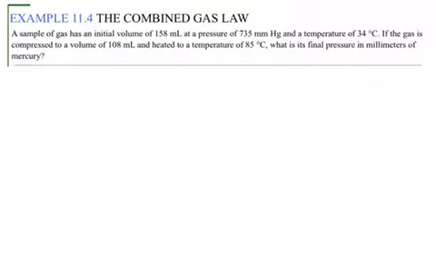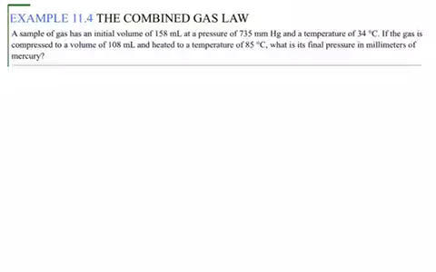Here we have a problem. Now, how do you know when to use this? Well, usually there's 6 variables. They're going to give you 5 out of the 6. When you see that pressure, temperature, or volume, any one of those is not constant, and they give you those values, you're going to have to use the combined gas law.